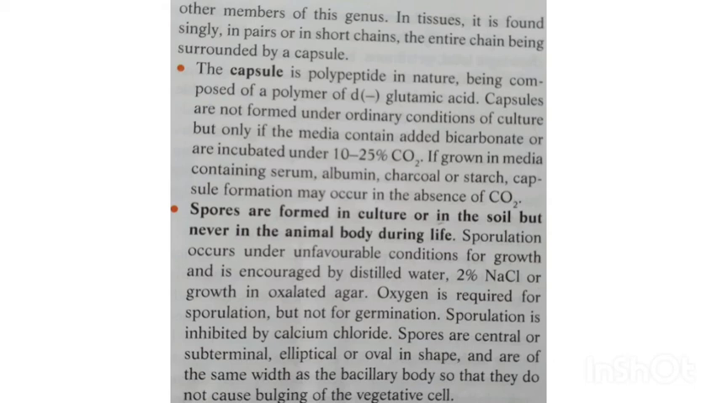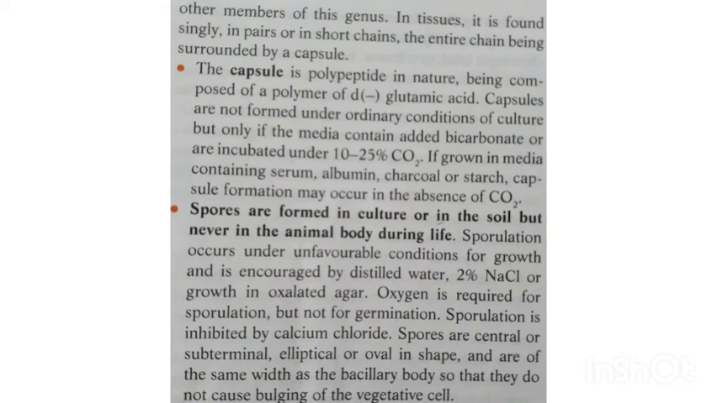These spores are formed in culture or in the soil but never occur in the animal body during life, that is in the host body they do not form spores. Their spore formation occurs in culture or in soil. Then sporulation occurs under unfavorable conditions, and spore formation in bacillus can be enhanced by the addition of distilled water or 2% sodium chloride or growth in oxalated agar. These are some conditions that induce the formation of spores in Bacillus anthracis.